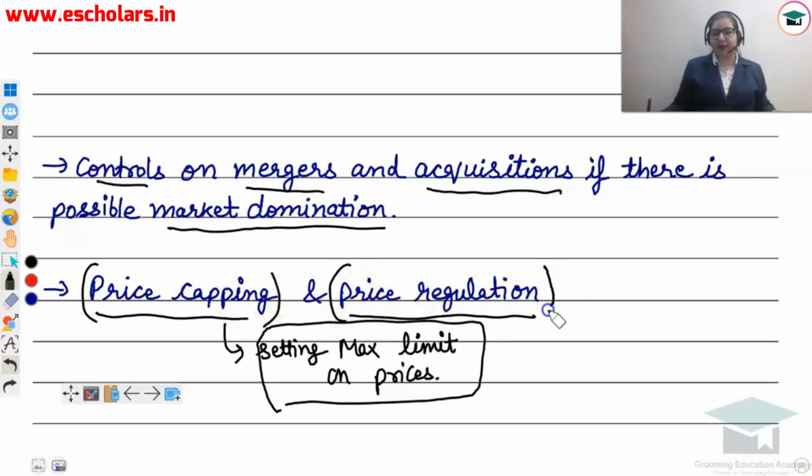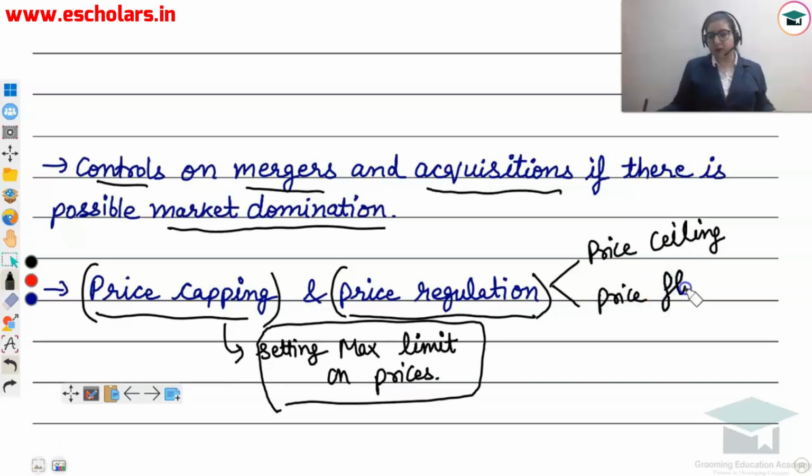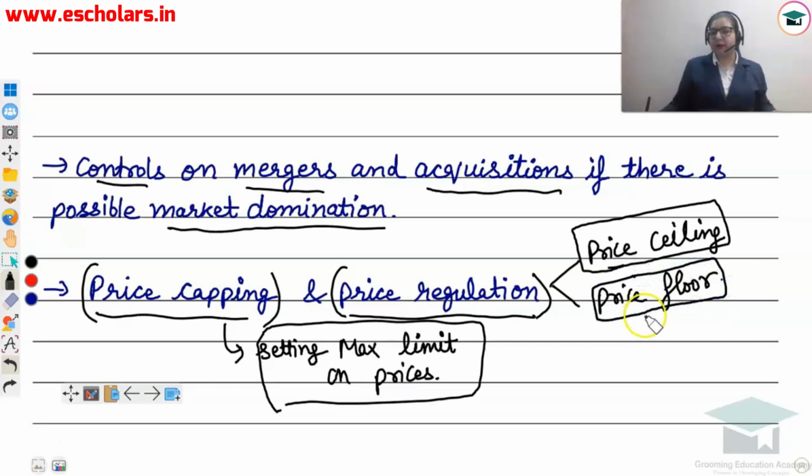Next, we have price regulation. Price regulation involves price ceiling and price floor. Price ceiling is setting the maximum limit for the prices to be charged by the firm for selling their goods and services, whereas price floor is setting the minimum limit for the prices to be charged by the firms for selling their goods and services.